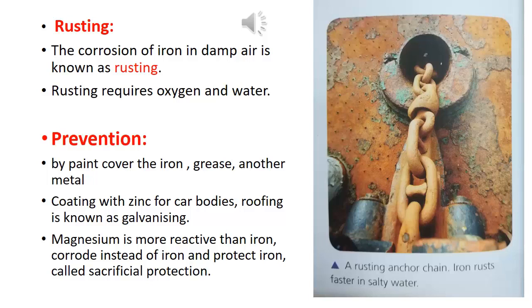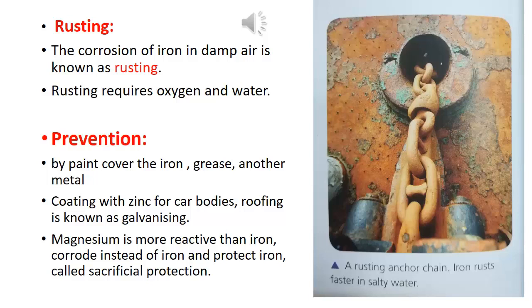How can we prevent rusting? By painting the iron, by applying grease and by covering with another metal. As we all see, the gate in our house is painted. Why? Because the gate is made of iron. So the iron gate is painted. Why? It should be protected from what? Oxygen and water.